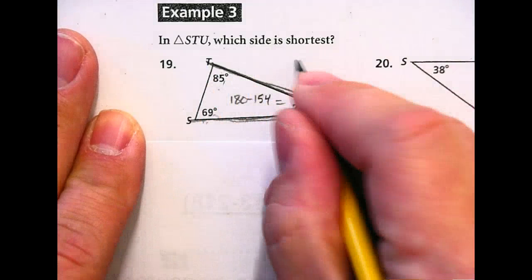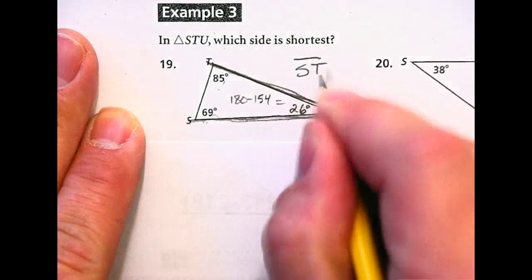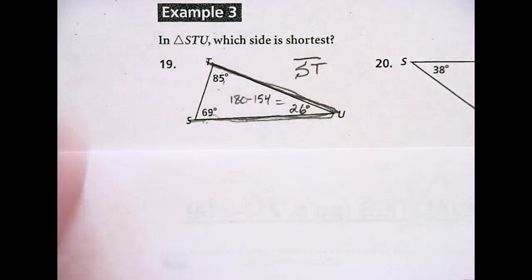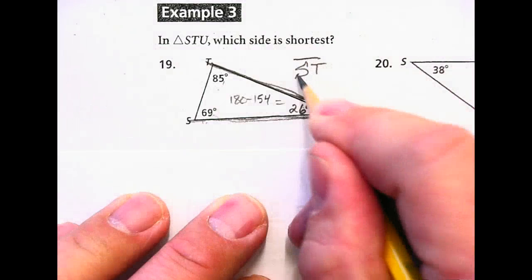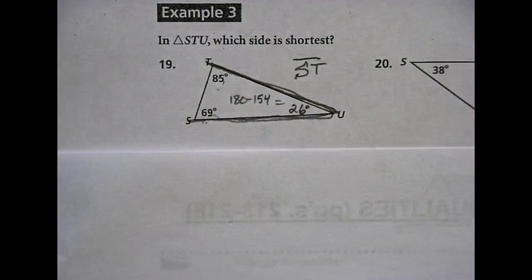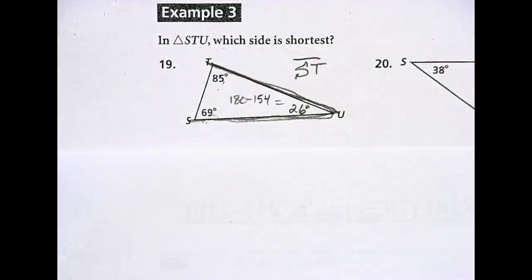So looks like ST. How many got ST? How many make cool S's with little tails on them? That way it doesn't look like a 5. You don't want it to be confused for 5T, side 5T. Looks pretty cool though.